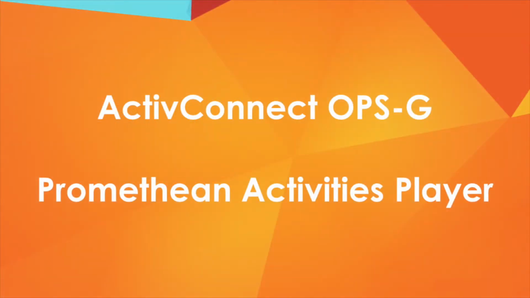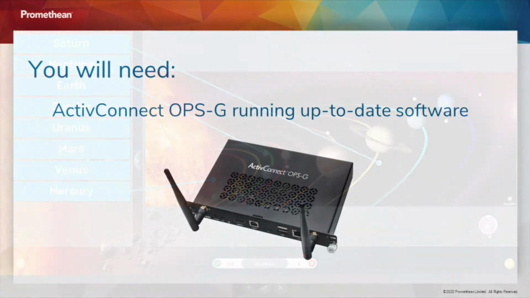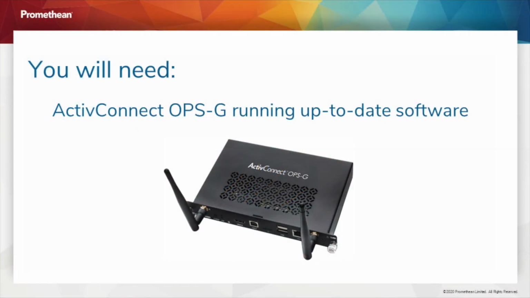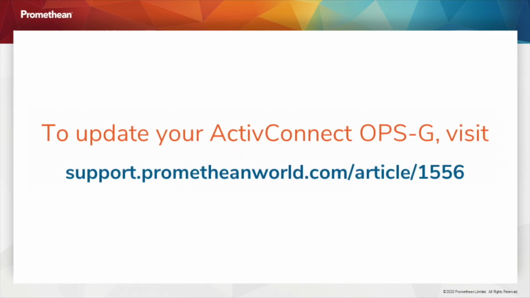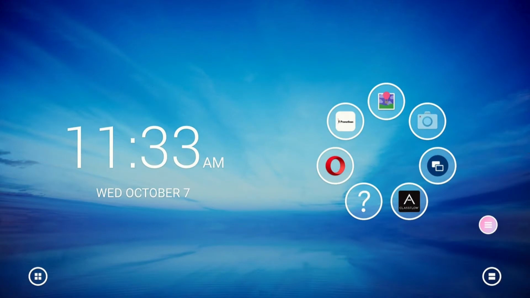The Promethean Activities Player provides an easy way to access your pre-created ActivInspire activities and engage your students. To begin, please be sure your ActivConnect OPSG is running the most up-to-date software. To update your ActivConnect OPSG software, please visit support.prometheanworld.com/article/1556. Next, save one or more ActivInspire activities to a USB, then insert the USB into your active panel.